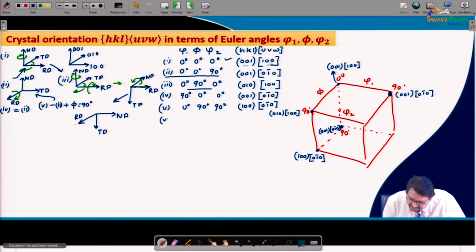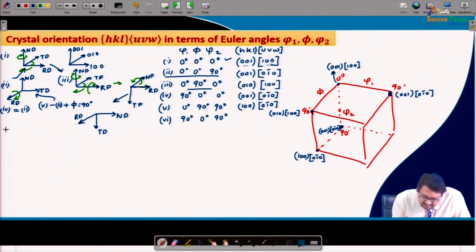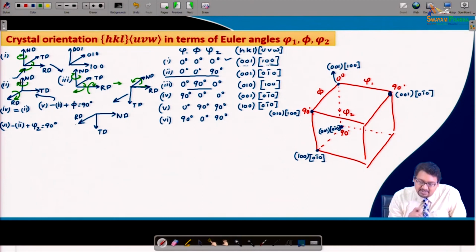Now, the sixth position. The sixth position is, let us say, 90 degree, 0 degree and 90 degree. So, again for the sixth position, let us take the second one and give a rotation at phi 2 equal to 90 degrees, right. So, if we do so, then what will happen? We are rotating again by ND, right, and not like this. Basically, what we are doing is that we have to rotate it like this, right, opposite of the right hand thumb rule, and thereby what will happen, the TD will come here and the RD will go there, right.